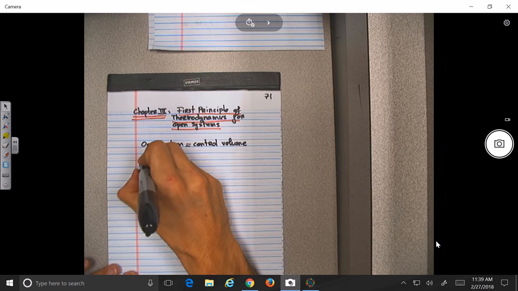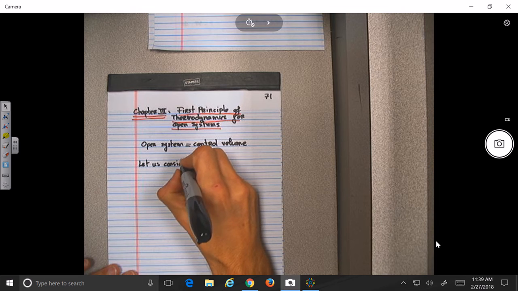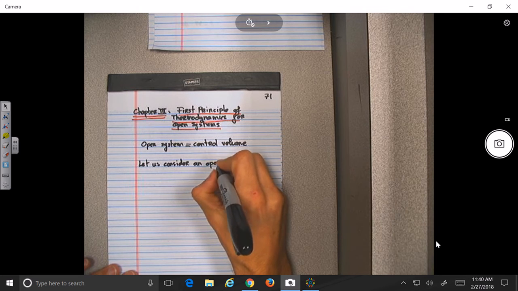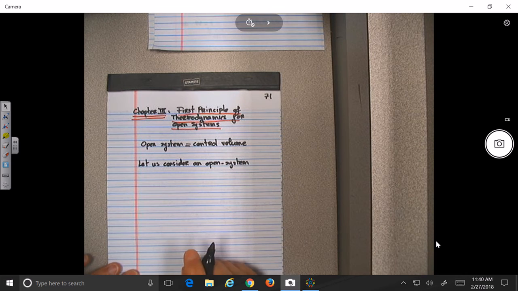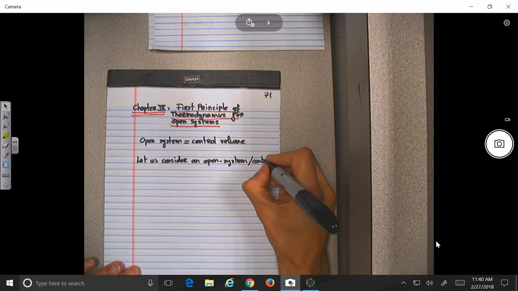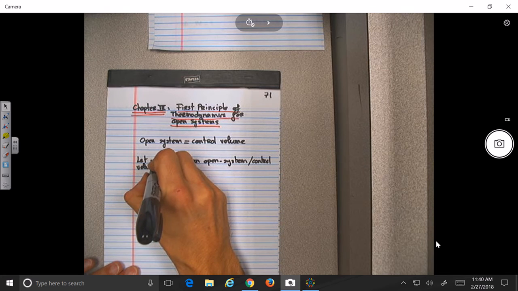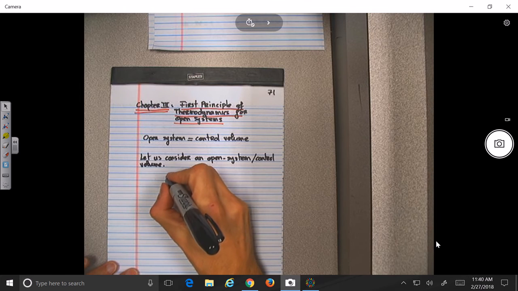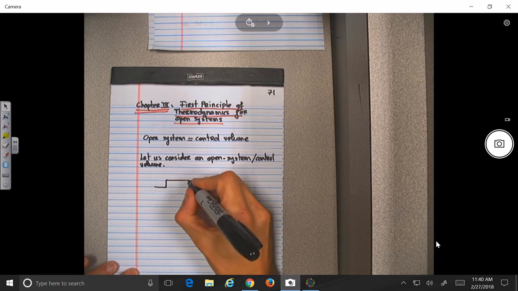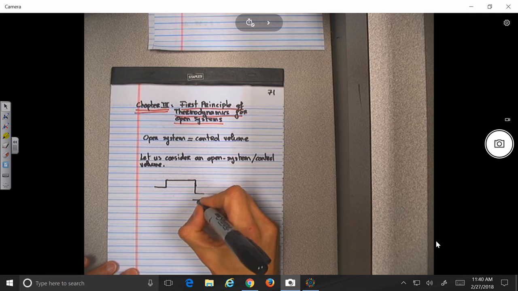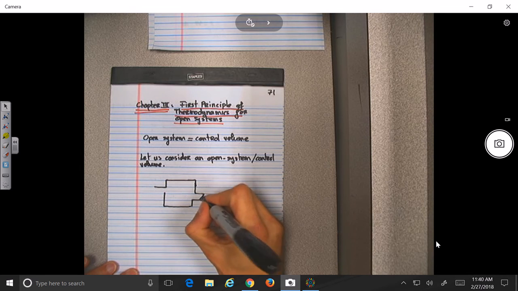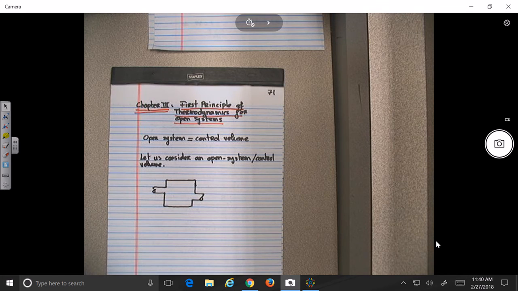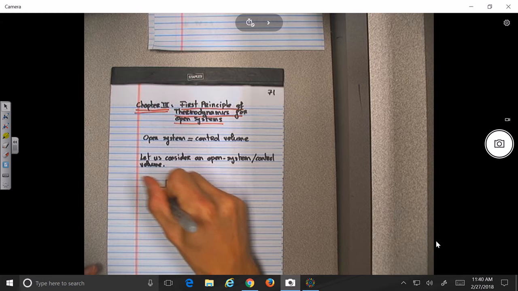So let's write over here. Let us consider an open system or control volume. So this is not a closed system, it's not a piston, it's not a closed box, it's something that is open. That's why I like to call it open system, different from the closed one. Now, why do they like to call this one control volume? Because sometimes what would be the volume of this? I mean, you can make it go inside, but generally this will be the volume.